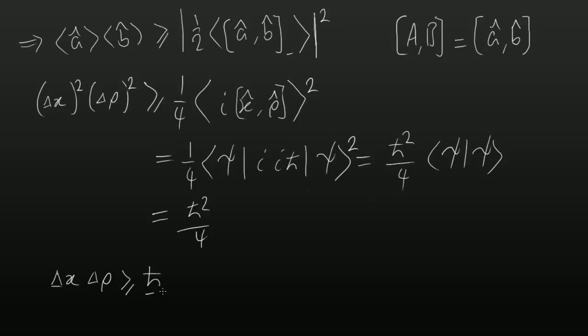We got h bar on 2. There we go. That's what everyone knows as the Heisenberg uncertainty principle. Hope you enjoyed. I did.